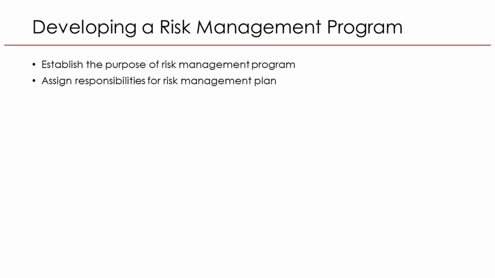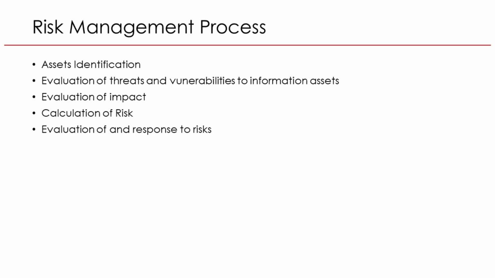compliance exercise. The risk management process is a structured way for organizations to identify and handle potential risks to their information assets. It typically involves 5 key steps, from finding what's valuable to deciding how to respond.